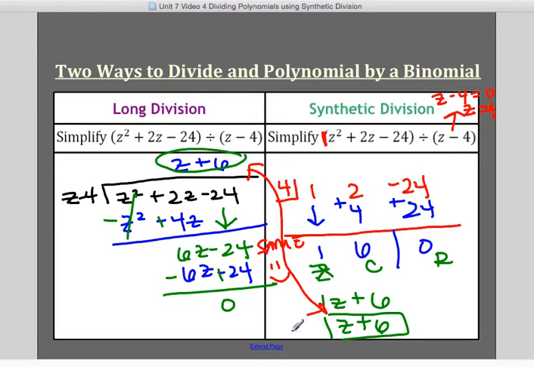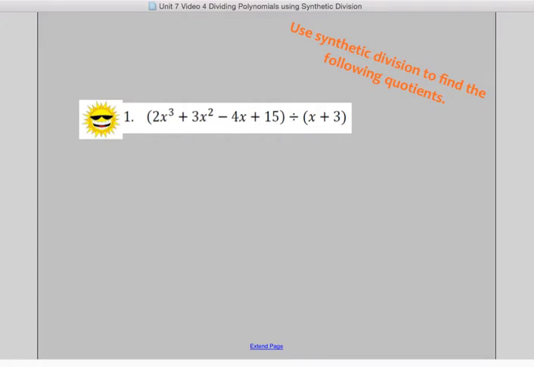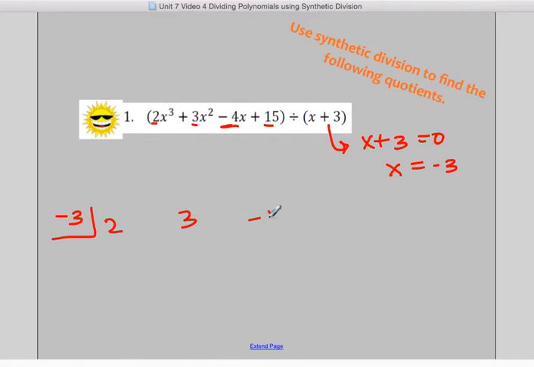Let's do some more practice with synthetic. Once again, whatever we are dividing by here, you take it and you find the solution. So you have x plus 3 equals 0. So x is equal to negative 3. So I put negative 3 in a box off to the side here. Then I write my coefficients down. Make sure you include the sign in front. So this is 2, then I have 3, then it's negative 4, then it is 15.